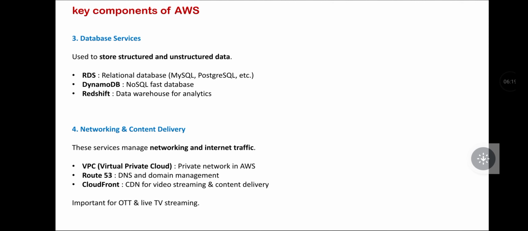Point 4, networking and content delivery. These services manage networking and internet traffic. The VPC is a Virtual Private Cloud, private networks in AWS. Route 53 is DNS and domain management, and CloudFront is the content delivery network, CDN, for video streaming and content delivery, important for OTT and live TV streaming.